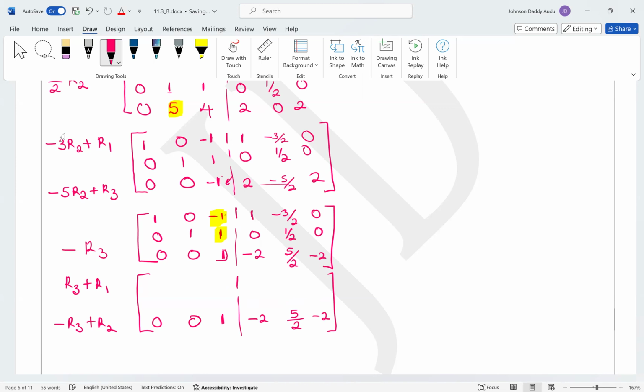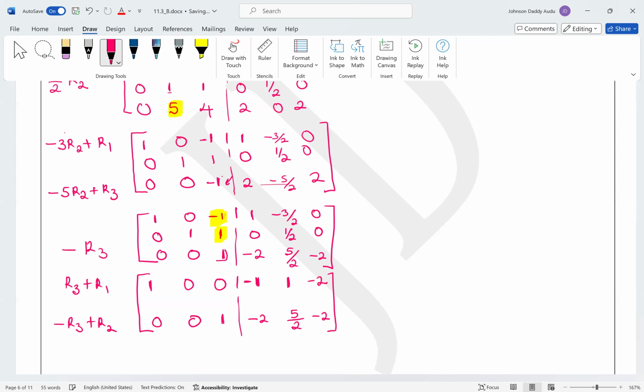Okay. So R3 plus R1 is going to be 1, 0, 0, then minus 2 plus 1. So this is going to be minus 1. Because it's minus R3, and we're just adding, so this is minus 1. Then we have 5, this and this. This is just going to be 1. And this is minus 2.